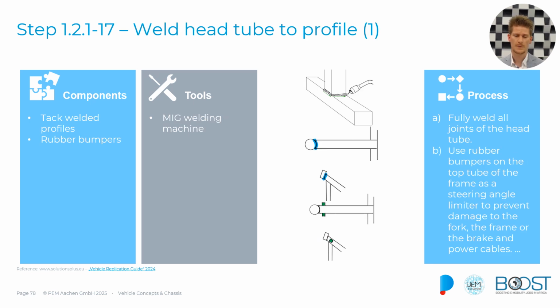Once everything has been established that it is in the right spot, we start welding again the head tube to the profile using the MIG welding machine, and this is a very simple process we've done before quite often.